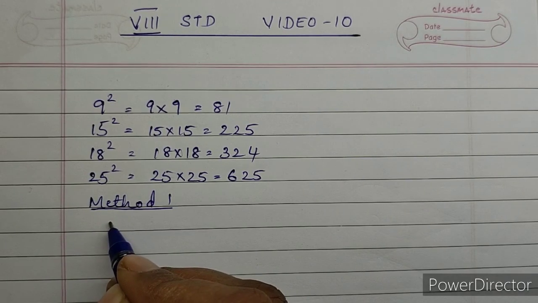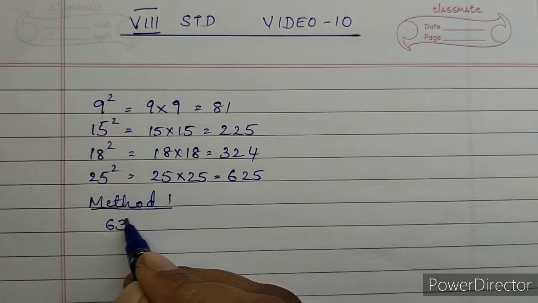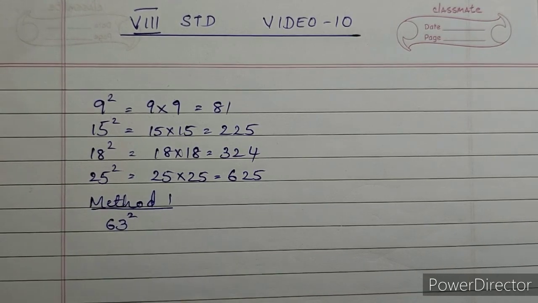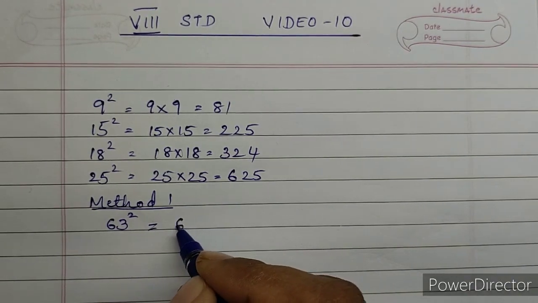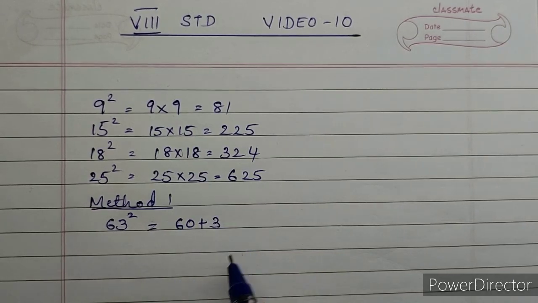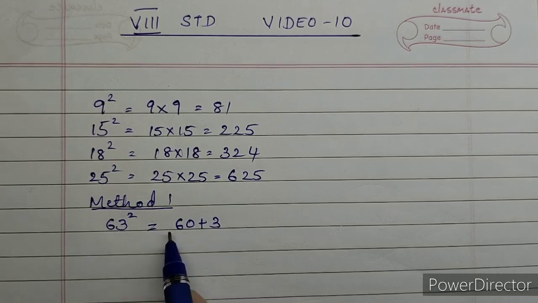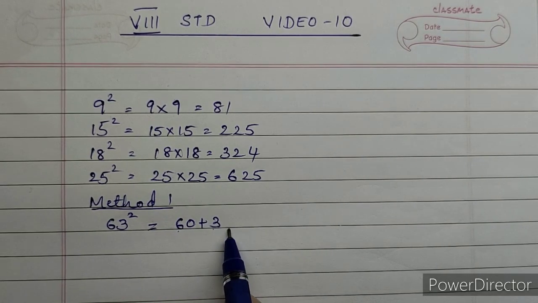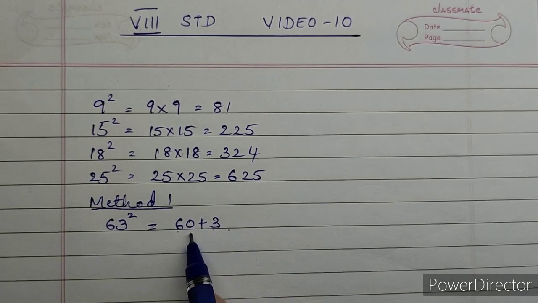For example, we will take one 2 digit number, 63. Square of 63, that is 63 square. This number you have to split and write. That is 60 plus 3, which is the expanded form you have learned in lower classes. 63 you can write as 60 plus 3. 115 how will you write? 100 plus 15. 95 how will you write? 90 plus 5, like that. So you have to split it as 2 numbers.